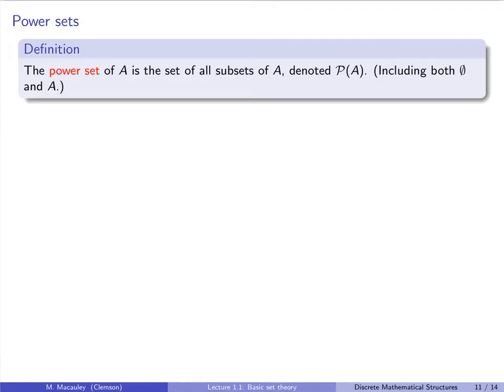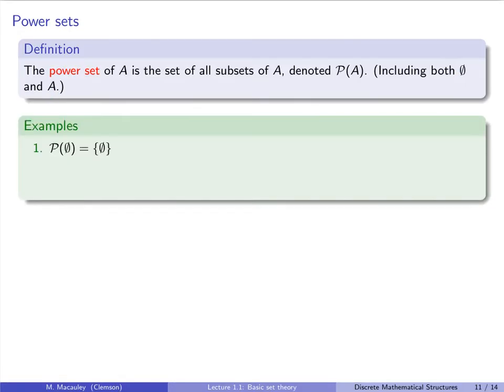Next are power sets. The power set of A, you gotta love that name, is the set of all subsets of A, and we sometimes denote that as P of A with the script P, and make sure that you include both the empty set and the full set A.